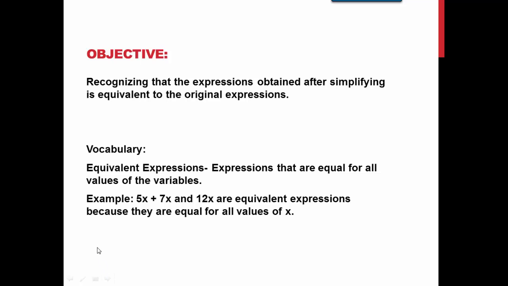Here's an example. 5x plus 7x and 12x are equivalent expressions because they are equal for all values of x. Here is why. 5x plus 7x. What does this equal? If we combine our terms, they are the same, so they are equivalent.